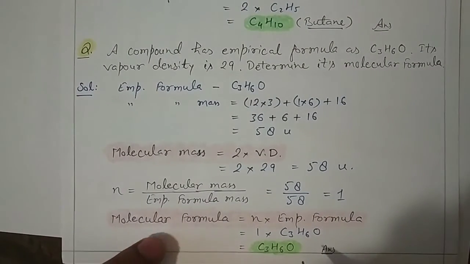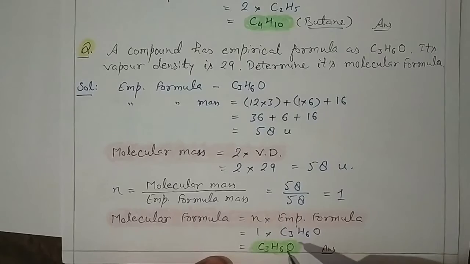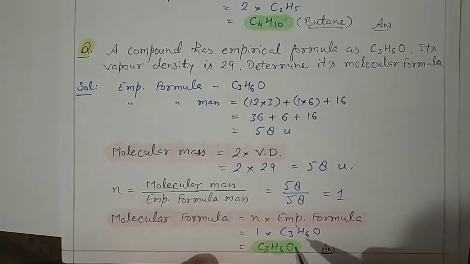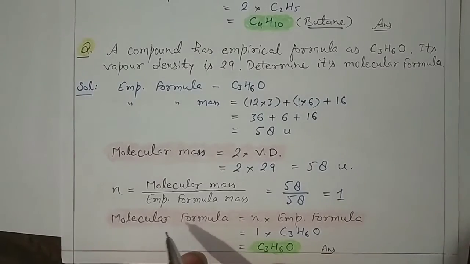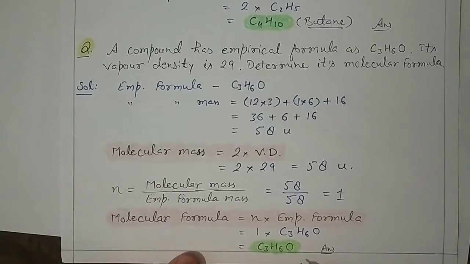Now this question shows that some compounds are already in their simplest forms, so the empirical formula could be equal to the molecular formula also. So that is all about empirical formula and its numericals.